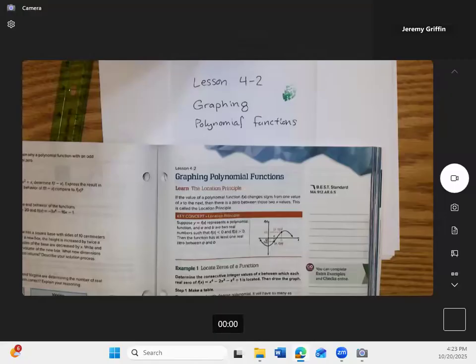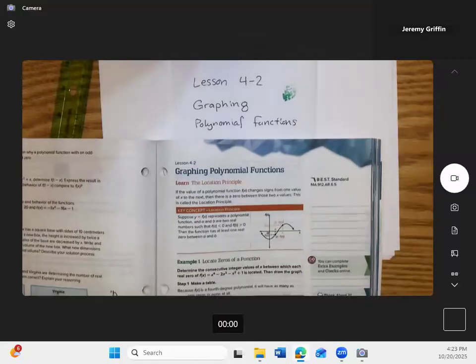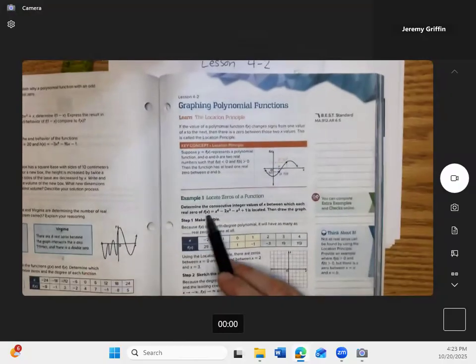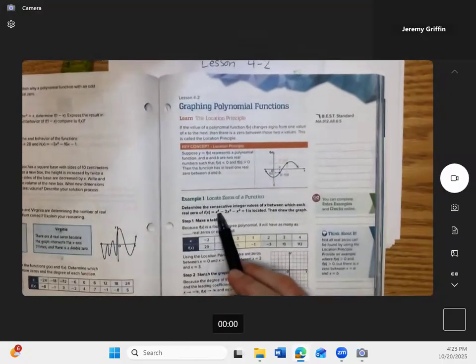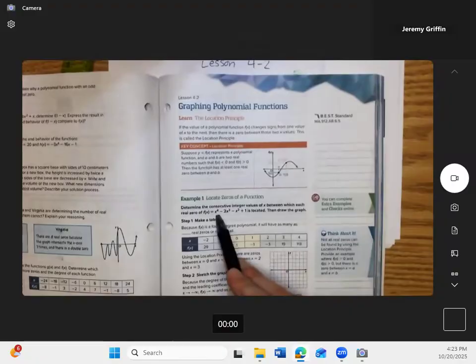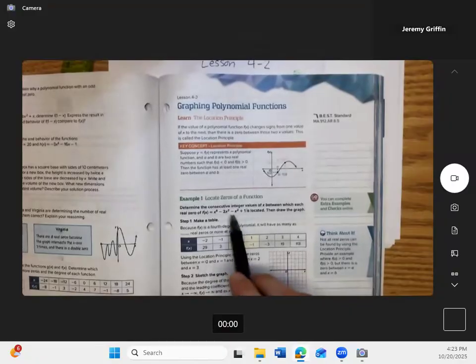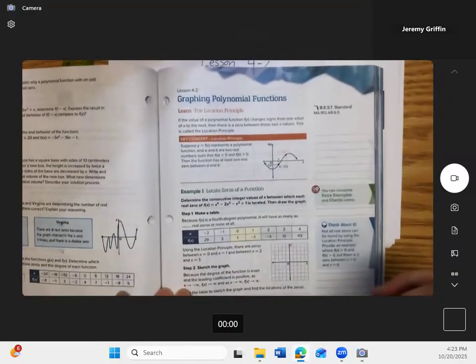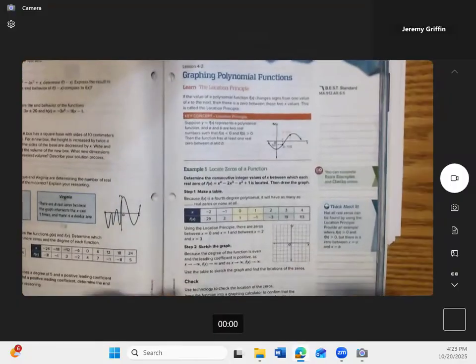Lesson 4-2, graphing polynomial functions. So polynomials, we still have some function of x to be x to some degree, like x to the 4 here, and we got this whole polynomial going on, right? Whole number of powers of x. Okay, now we're going to graph these and look at properties of graphs.